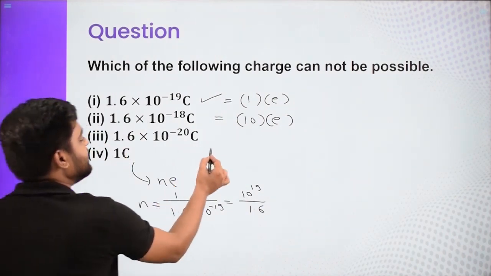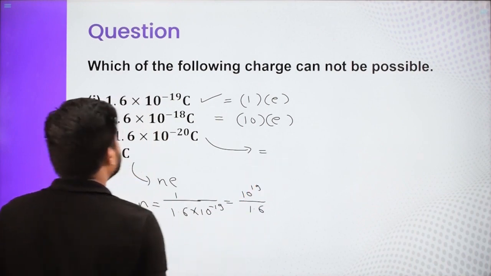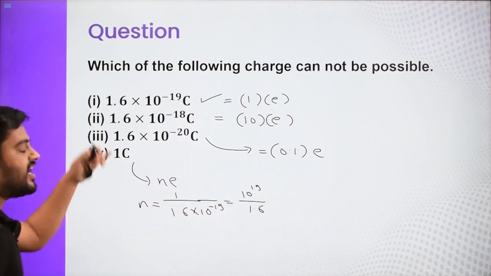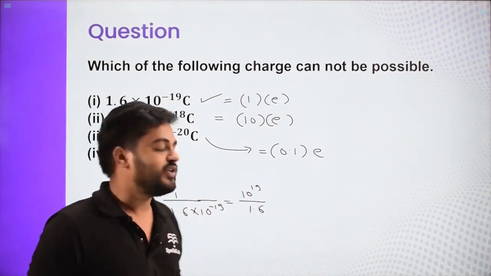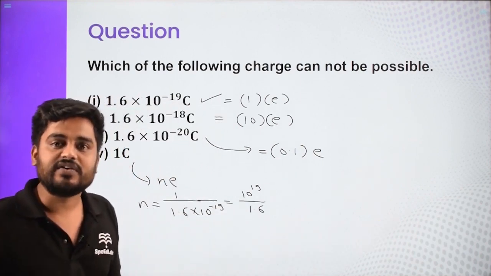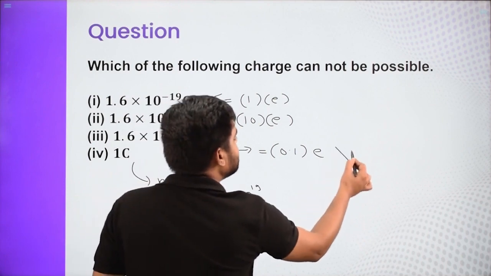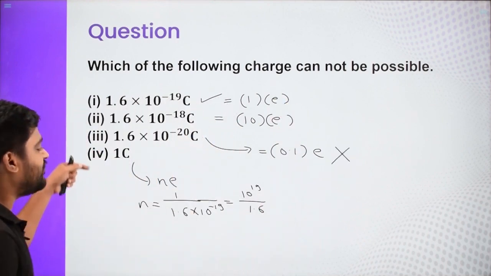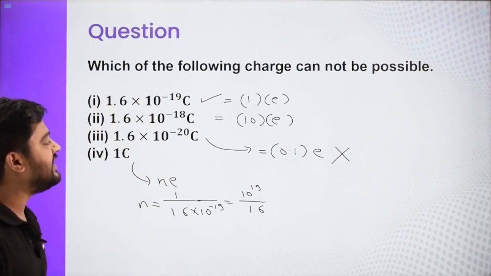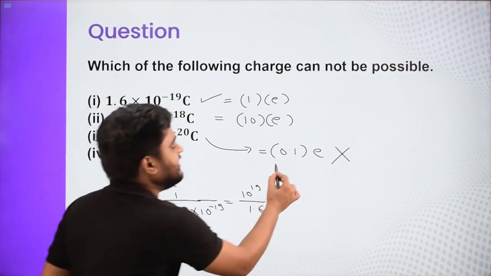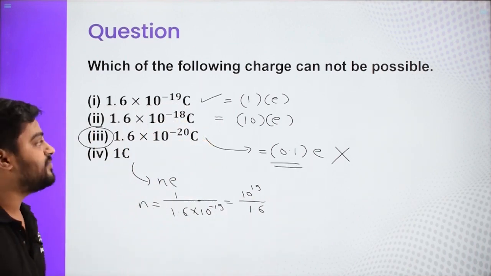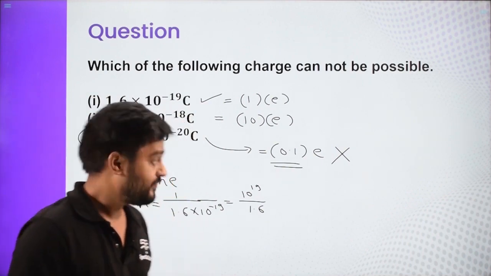But what about case number 3? This is nothing but 0.1 times e, that is, e divided by 10, right? So what does this mean? To achieve this charge, 0.1 electron has to leave the atom, which is not even possible, right? So this is not possible. In cases number 1, 2 and 4, the total charge on an object is an integral multiple of e, while in case number 3, this is not an integer. Hence we will say this is the charge which is not possible for an object to have.